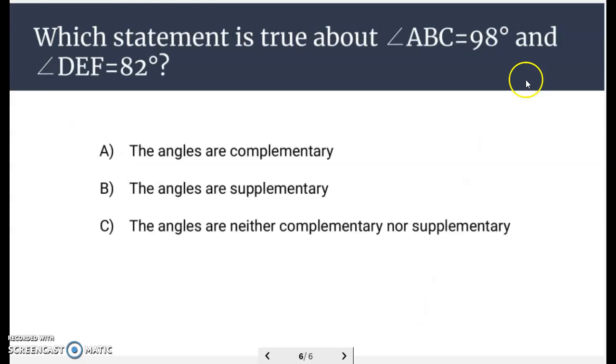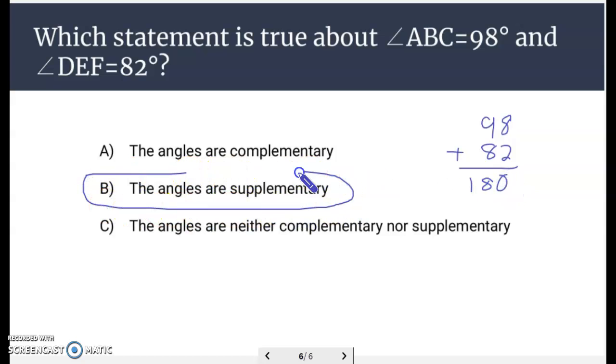Then finally, let's say we have two angles. ABC is 98, DEF is 82. Well, what can we say? Are they complementary, supplementary, or neither? We would have to add up 98 and 82, and upon adding those up, you see they equal 180 degrees. Therefore, we say B, the angles are supplementary.